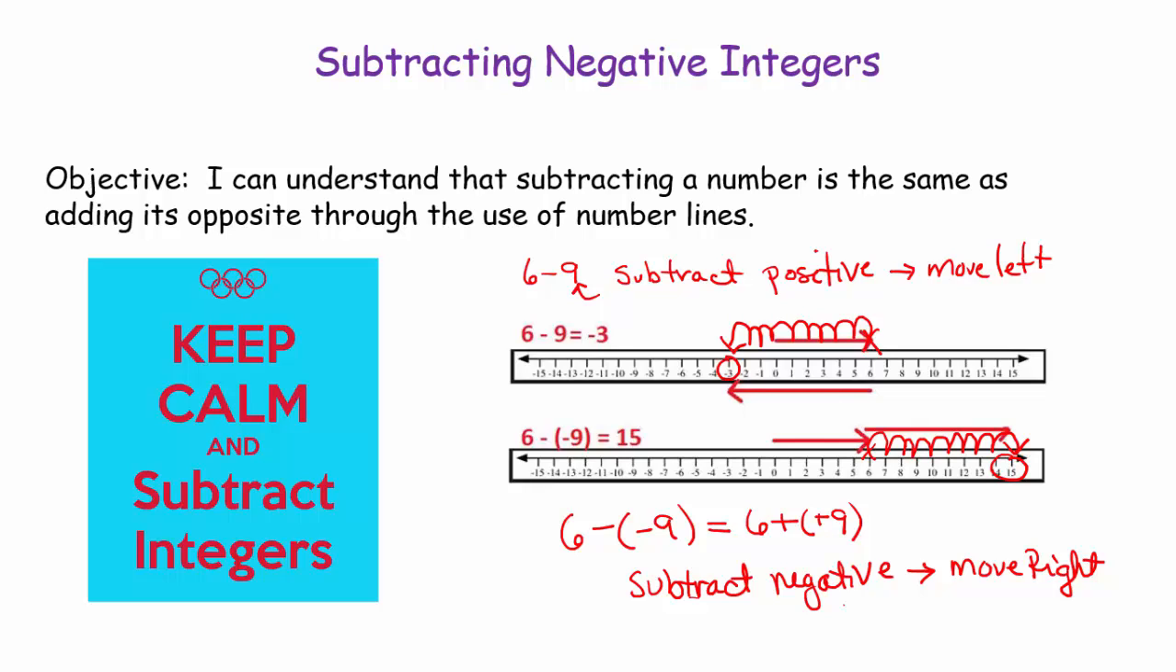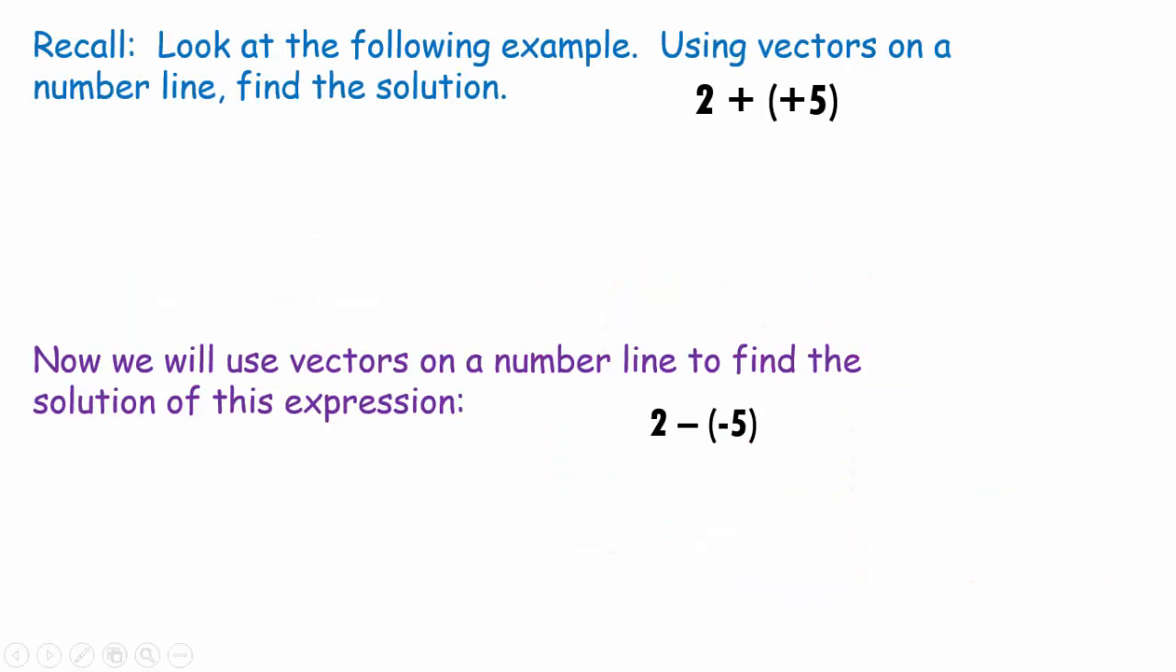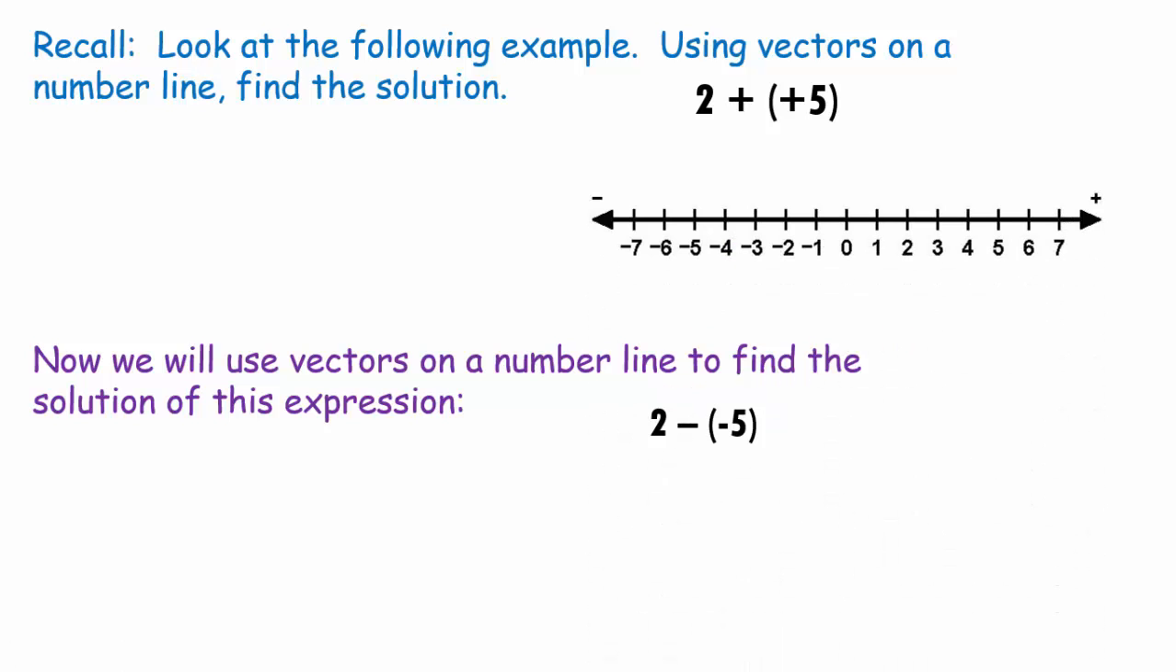If you keep in mind, when you subtract a positive, you move left. When you subtract a negative, you move right. That's the key. So let's look at the following example using a vector. Using vectors on a number line, 2 plus a +5. Well, we're adding a positive, we move right. So we know when we add a positive, we move right. So if you're at 2 and you add 5 more, you're up to 7.